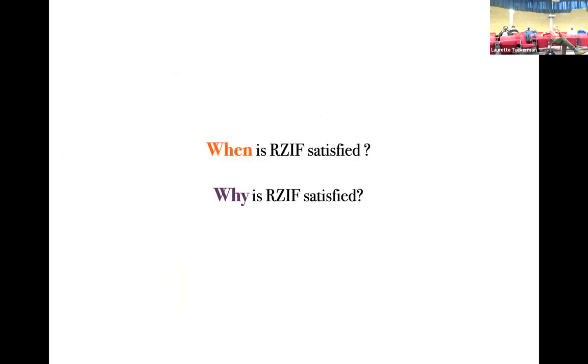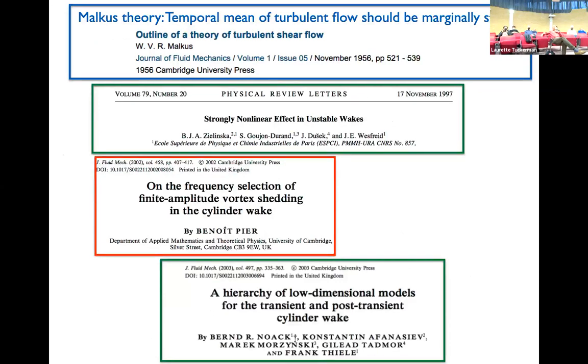And we see just the tremendous interest that there is in this problem. This was Malkus, who Rich knows well and who we all know, and he said the temporal mean of a turbulent flow should be marginally stable. And here we don't have a turbulent flow, we have this periodic flow, but we see it is marginally stable. It has a 0 frequency, 0 growth rate. So, you know, some ideas maybe of Malkus's.